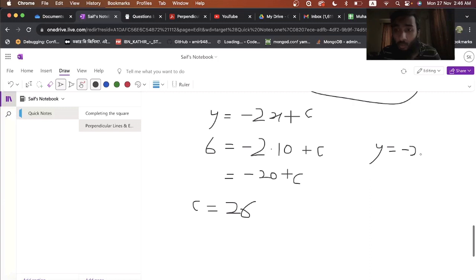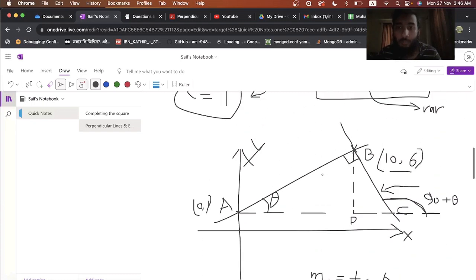So the equation would be y equals minus 2x plus 26. This is the equation of the straight line perpendicular to AB, which is BC. This is y equals minus 2x plus 26.